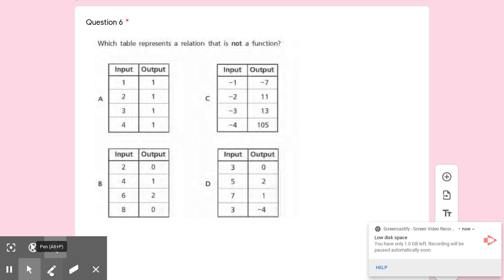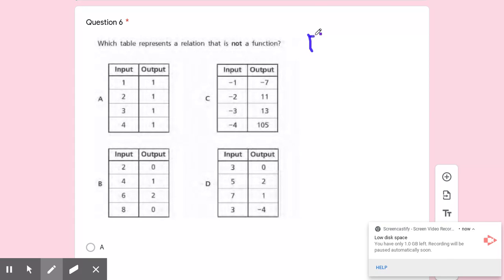Okay, for question 6, it says, which table represents a relation that is not a function? And here are our 4 tables given to us. So remember, as we did in question 2, we had hint 1. We want to know what a function is.